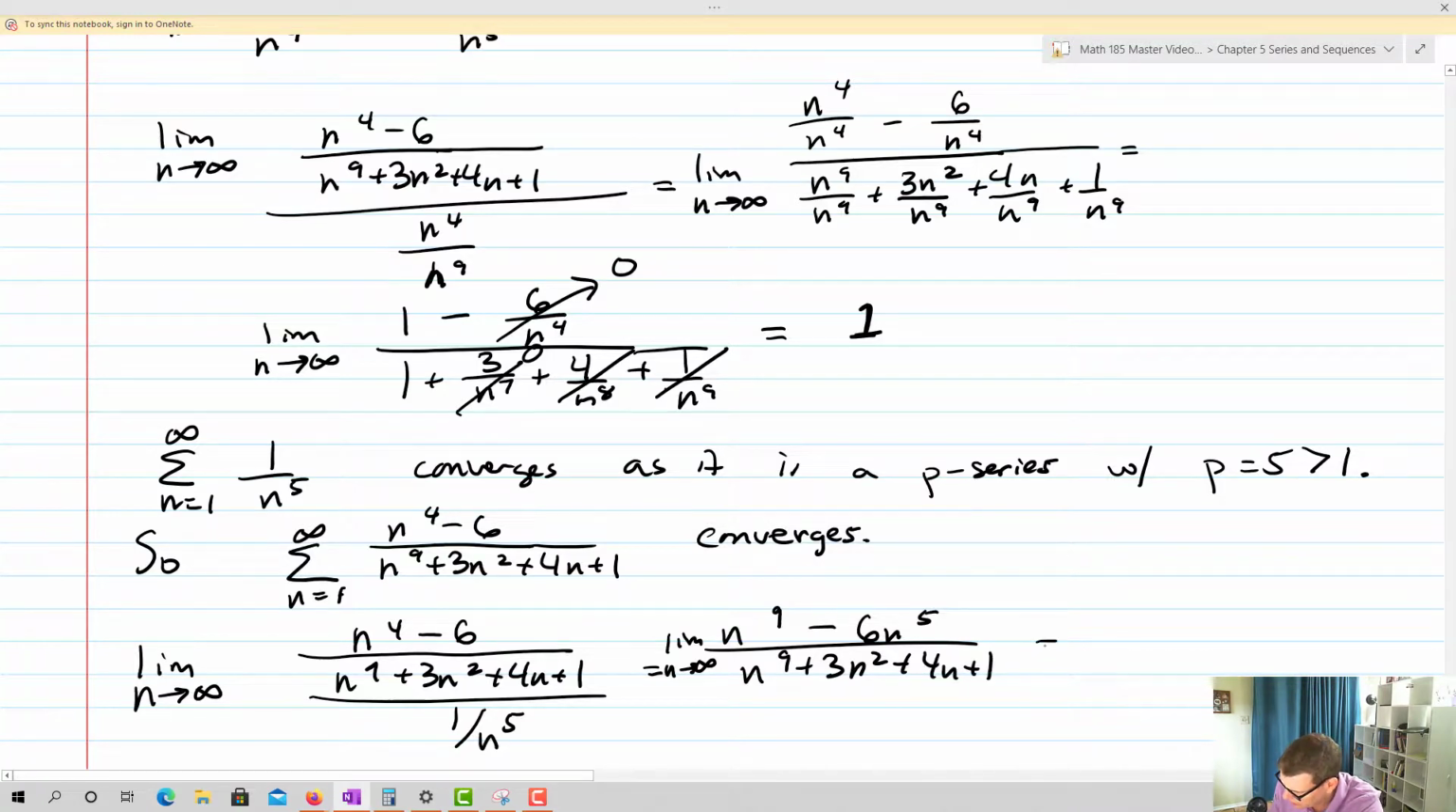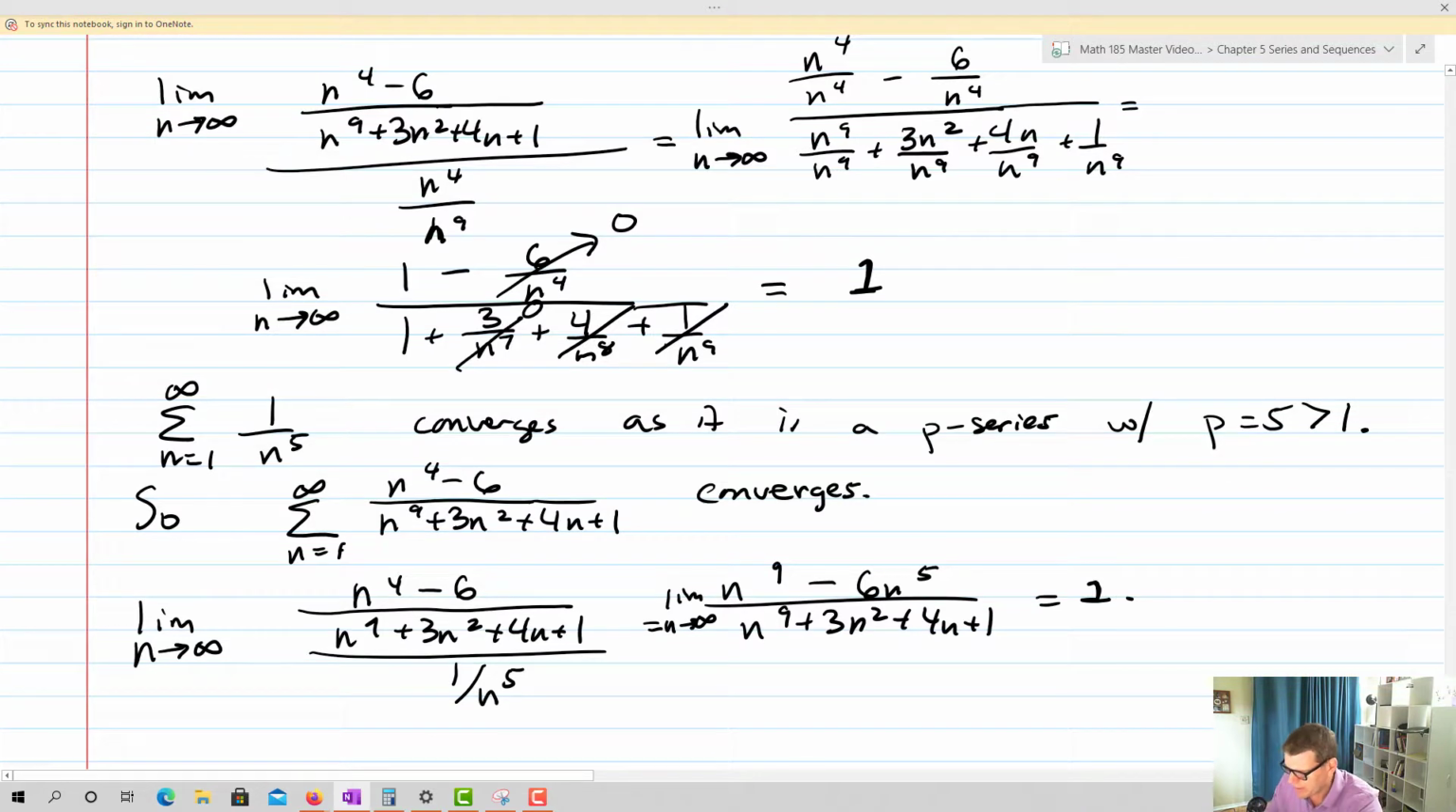And we know that that is also going to equal 1, and the rest of our proof follows from there. We would again just state that 1 over n to the fifth converges. That's a p-series with p equal to 5, greater than 1. And that would tell us that our series converges by the limit comparison test. Let's not forget to put which test we were using. So that's the limit comparison test.